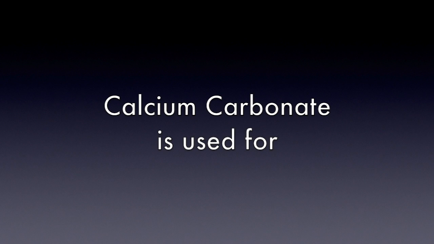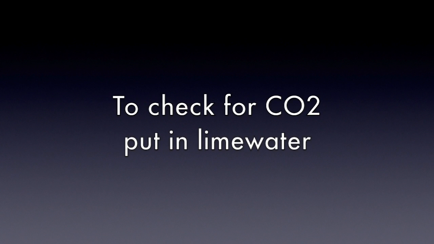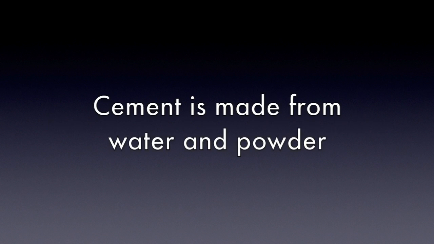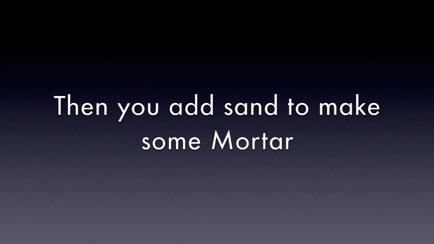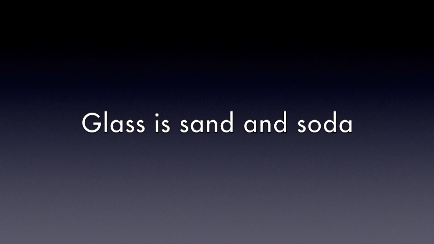Calcium carbonate is used for statues and cement, concrete and mortar. To check for CO2, put it in lime water: the more CO2, the cloudier it gets. Cement is made from water and powder. Then you add sand to make some mortar. Add aggregate if you want some concrete, and glass is sand and soda.